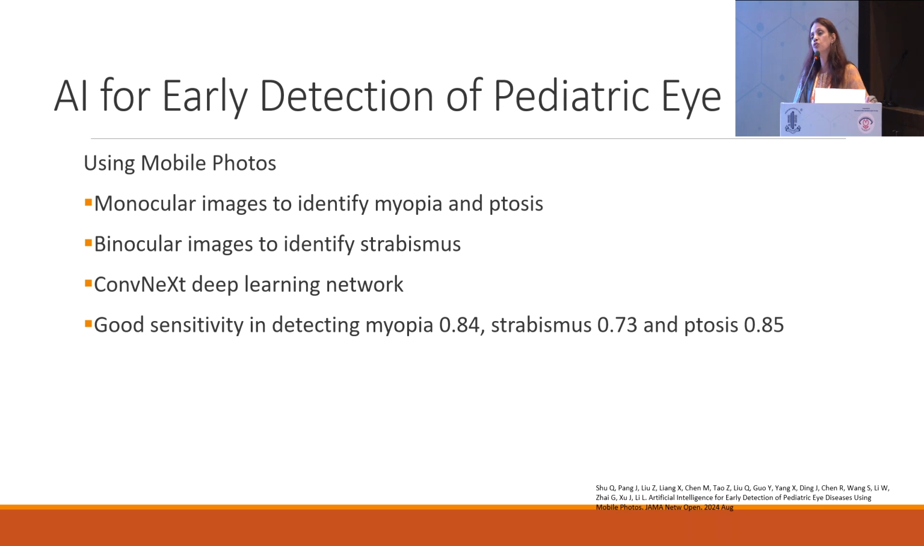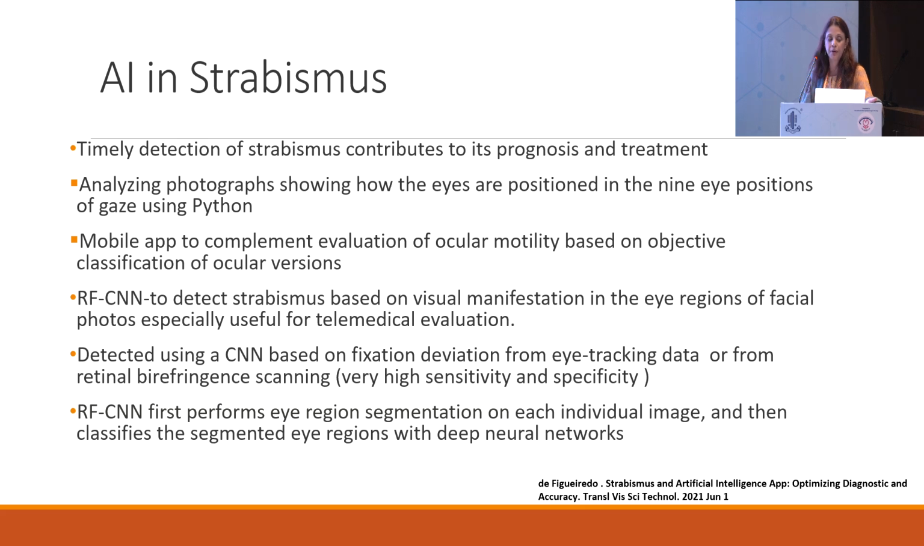AI also has been used for detection of other pediatric eye diseases like myopia, strabismus, and ptosis, by using a convolutional deep learning module. And the detection rate for this was 0.84 sensitivity for myopia, for strabismus it was 73%, and for ptosis it's almost 85%.